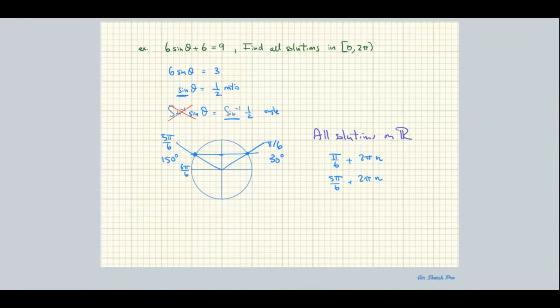At 0, I get the pi over 6 and 5 pi over 6 that you're seeing. There's an infinite number, but as far as between 0 and 2 pi, I'm normally going to get just two solutions. Okay? So that was pretty easy, I hope, right? Yeah? Okay. But now I need to do more problems, so let's do more problems.